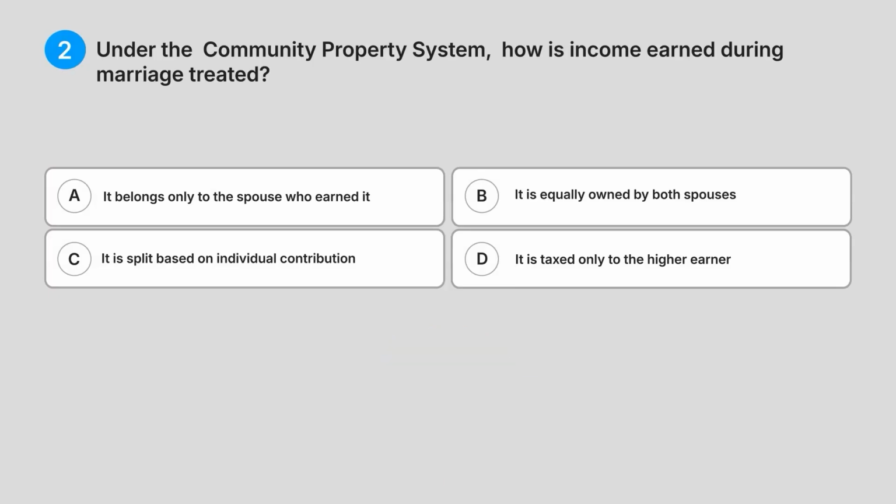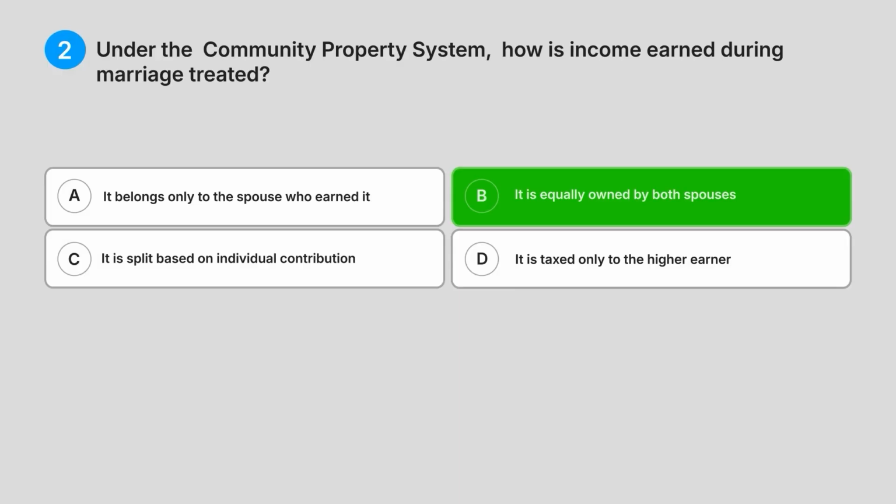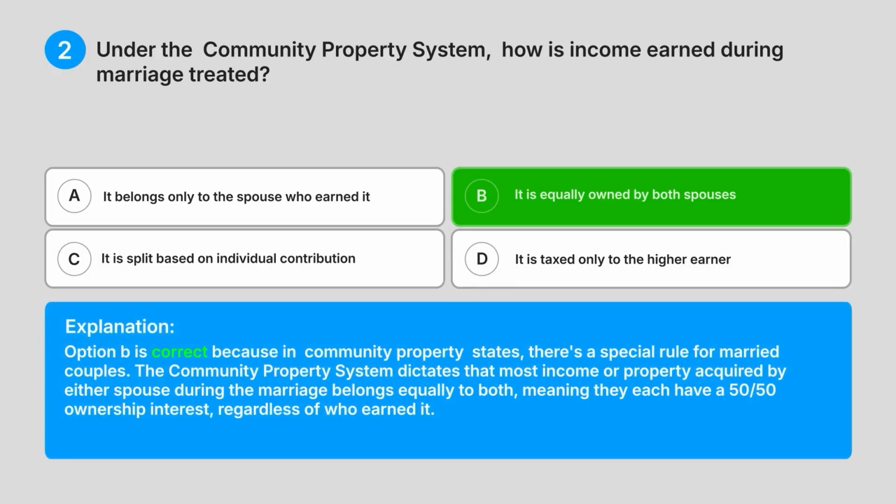Correct answer, B. It is equally owned by both spouses. Explanation. Option B is correct because in community property states, there's a special rule for married couples. The community property system dictates that most income or property acquired by either spouse during the marriage belongs equally to both, meaning they each have a 50/50 ownership interest, regardless of who earned it.